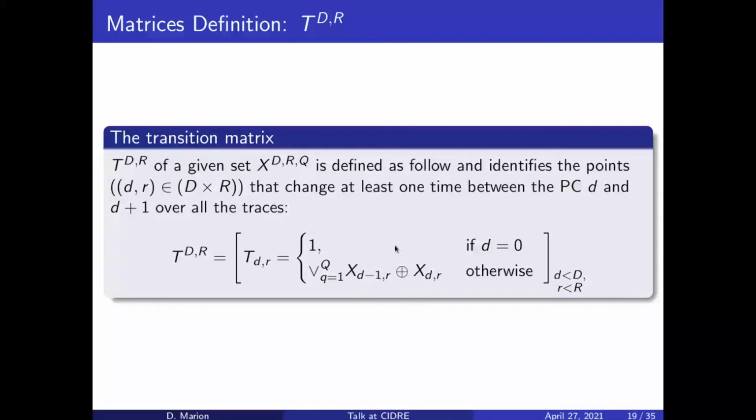So at time D-1, if you compute the XOR with the PC D, if we have a 0, it means that the bit does not change. And if it's distinct, if it's 1, it means that this bit has changed between PC D-1 and PC D. And the goal of this matrix is to find where the bit has changed, in order to not reanalyze the same distributions multiple times.